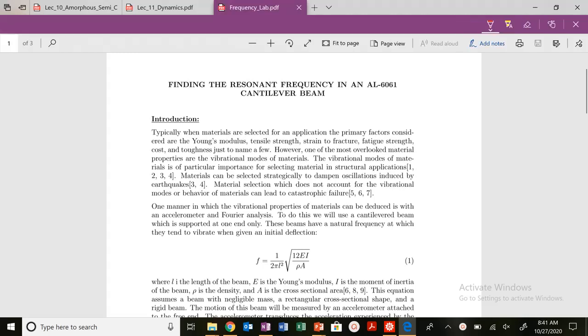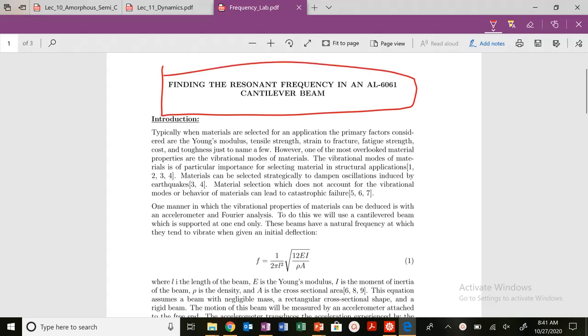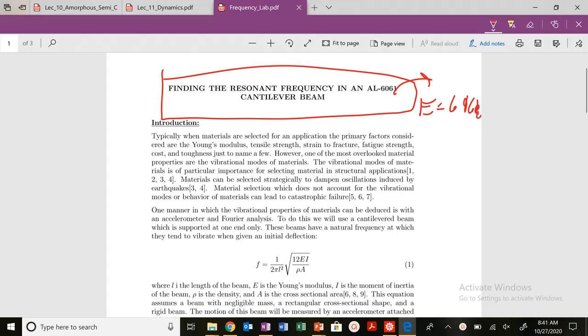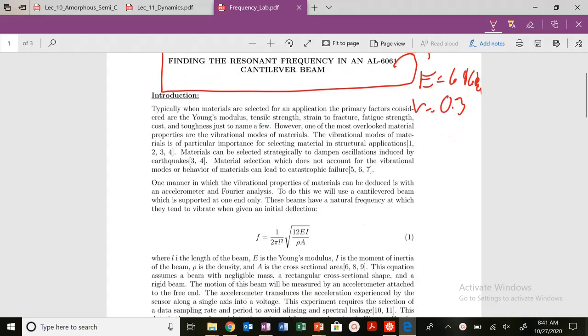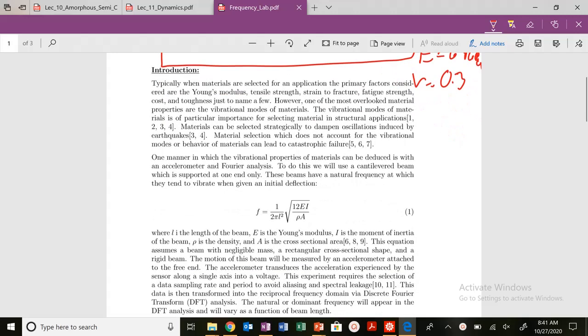Let's talk about finding the resonant frequency in an aluminum 6061 cantilever beam. Hopefully people know from materials that aluminum 6061 has a Young's modulus of 69 GPa. If it's a metal, my Poisson's ratio is 0.3, although we'll see if you have to utilize that in this lab or not.